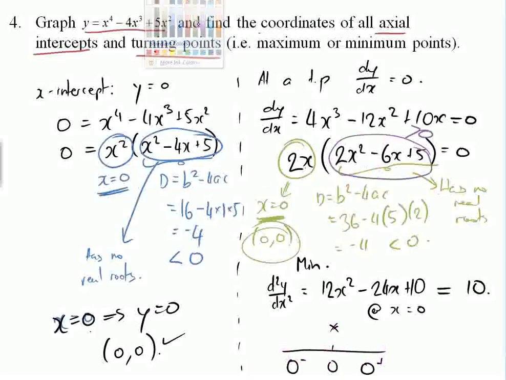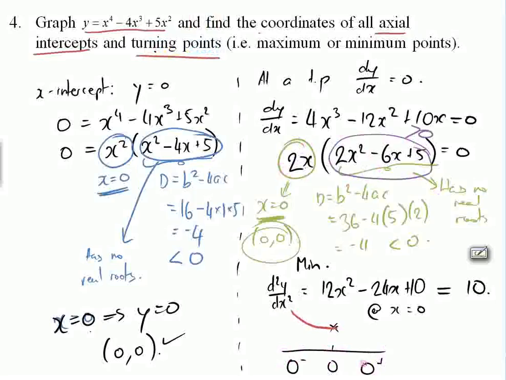Well, what's happening? When x is slightly less than 0, then 2x is slightly less than 0. This whole thing is positive, so a negative times a positive will be negative. So my gradient will be negative, which means it's going down. Here at 0 it's going to be flat.